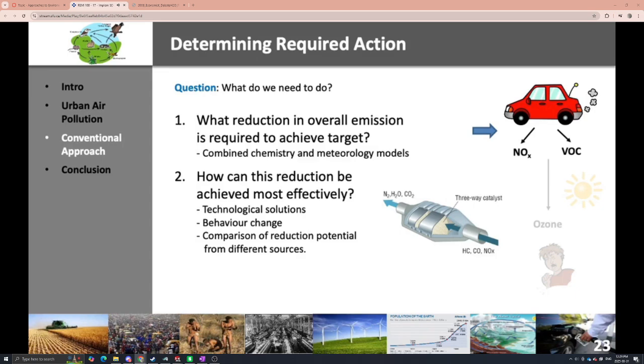We also need to compare the reduction potential, so how much reduction we can get from different sources, to see where we can achieve the reduction most easily. So for instance, maybe it's easier and cheaper to fix the emissions of a few cargo ships than modifying every car in the Lower Mainland. But we don't know which one it is until we do the analysis.